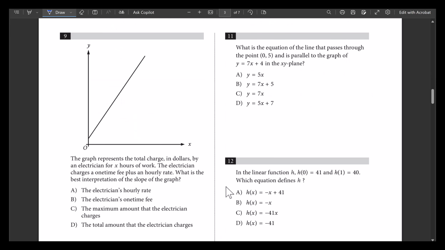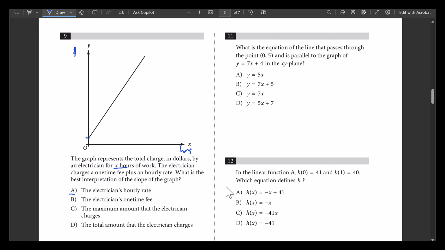Number 9, the graph represents the total charge in dollars by an electrician for X hours of work. The electrician charges a one-time fee plus an hourly rate. What is the best interpretation of the slope of the graph? Clearly, we can see that it is not starting at point 0. Hence, when X is increasing, Y is also increasing. X, we will take it to be the hours of work, and then Y is the charge that he charges. Hence, the slope of the graph is the electrician's hourly rate.